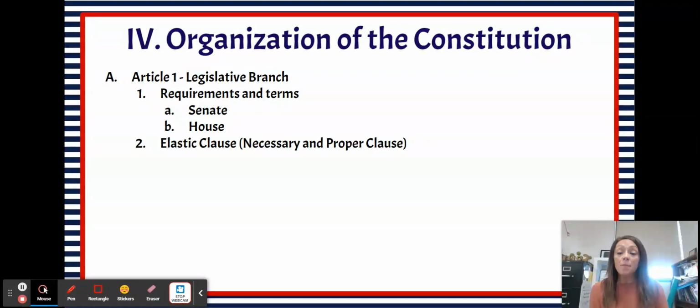All right. One more thing. The term of office for the Senate. The senators serve 6-year terms, okay? And the members of the House serve 2-year terms. So 6 years for the Senate and 2 years for the House.